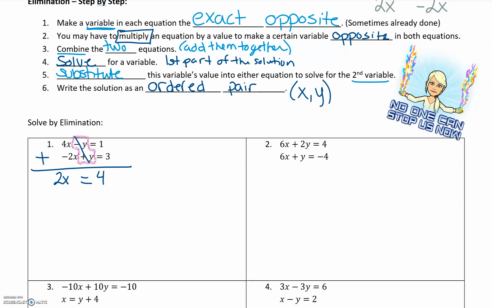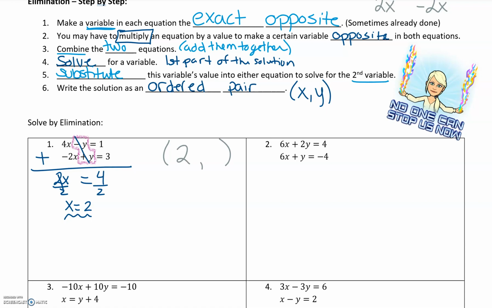Now we're on step 4, which says solve for the variable. Well, our variable here is x. So to solve for x, we divide by 2, and x is going to be 2. So like I said, this gives us the first part of our solution. Our solution's an ordered pair, and the number 2 is the x of the ordered pair.